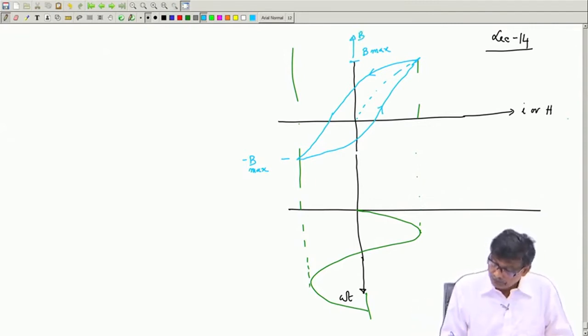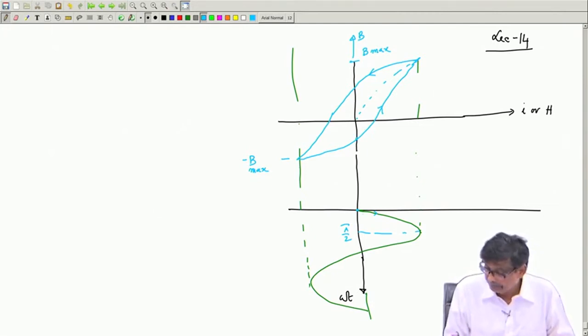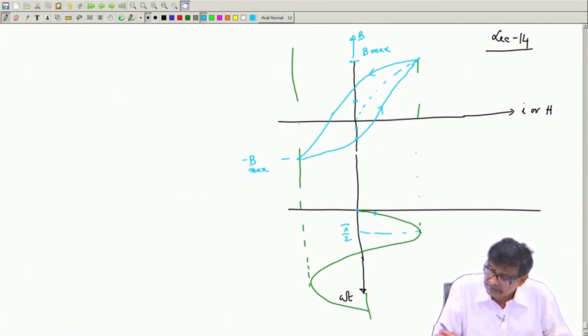This axis is B, this axis is H or I. Okay. So, for example, when the current is 0 and increasing in this zone, say this is pi by 2, I and H is increasing. So, I equal to 0. So, this is the point when I equal to 0, and it will start from this negative residual field. Forgive me, these two are equal. Okay. And it increases like this.